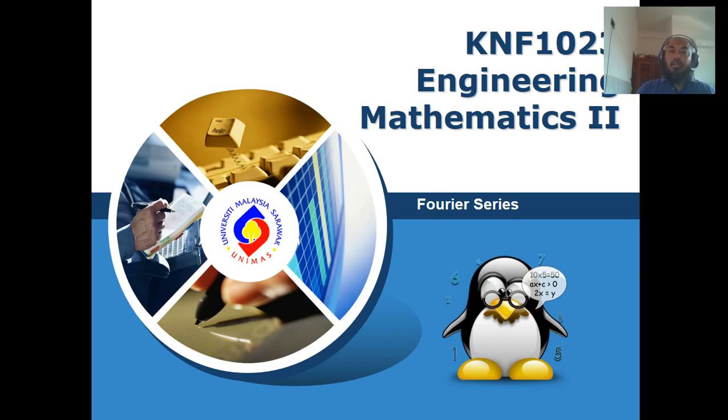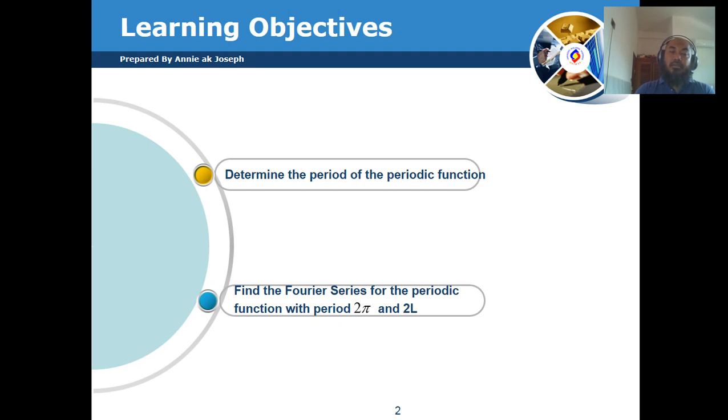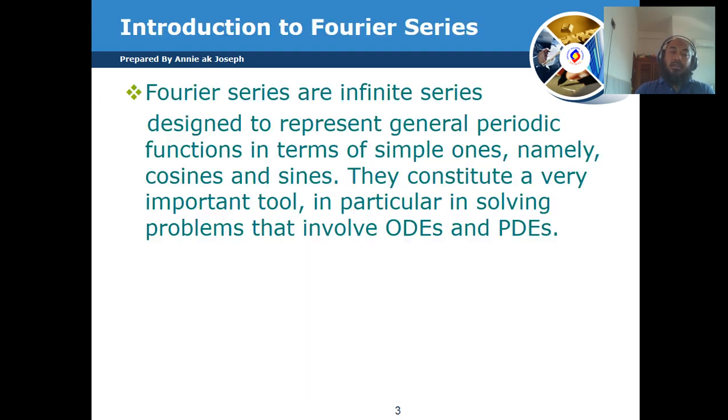Okay, so let us continue with Fourier series. We use the Fourier series to find the solution of the ODE, just like Laplace. Okay, the objective of our learning is to determine the period of the periodic function, and find the Fourier series of the periodic function with period 2 pi and 2L.